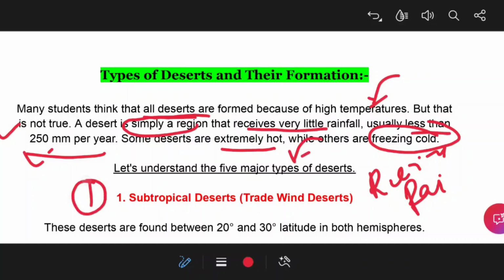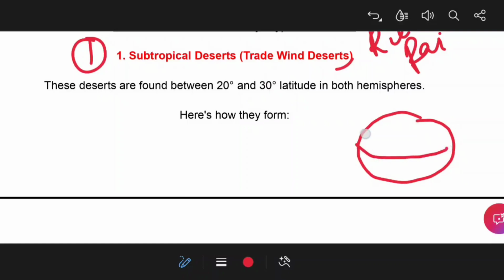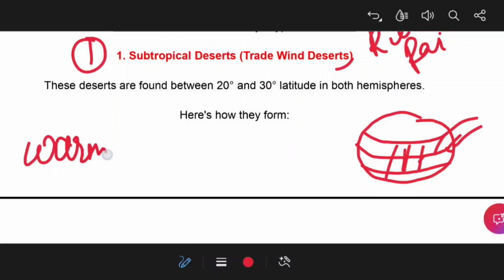The first is subtropical deserts, and this desert is also called the trade wind desert, right? You know that this is the earth and this is the equator, this is the Tropic of Cancer and this is the Tropic of Capricorn. These areas are known as the tropics, right? And trade winds flow here. Now when trade winds flow here, warm air tends to rise, but cold air tends to sink.